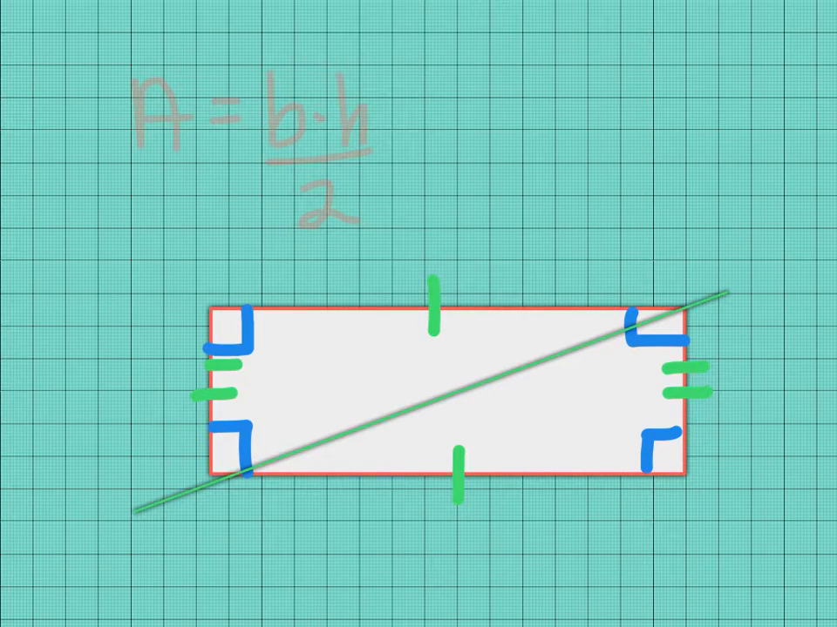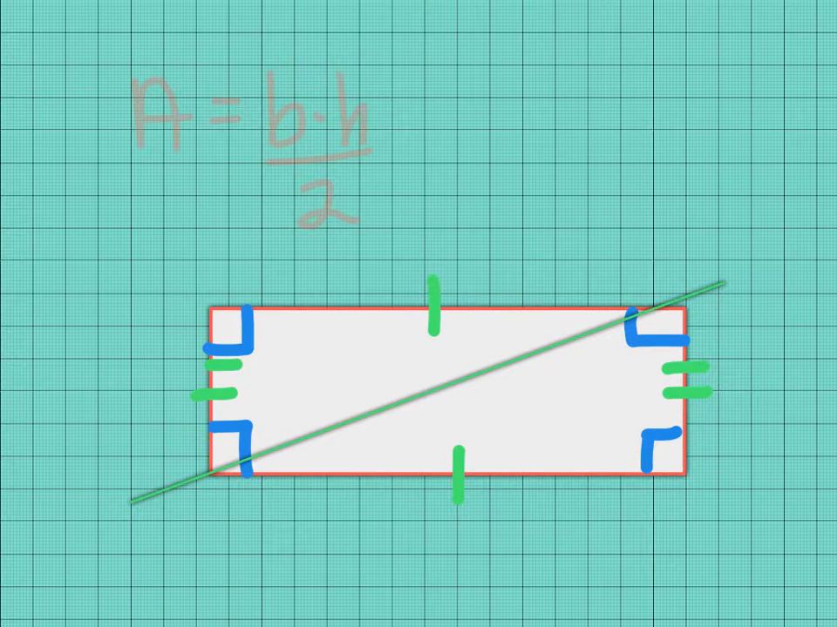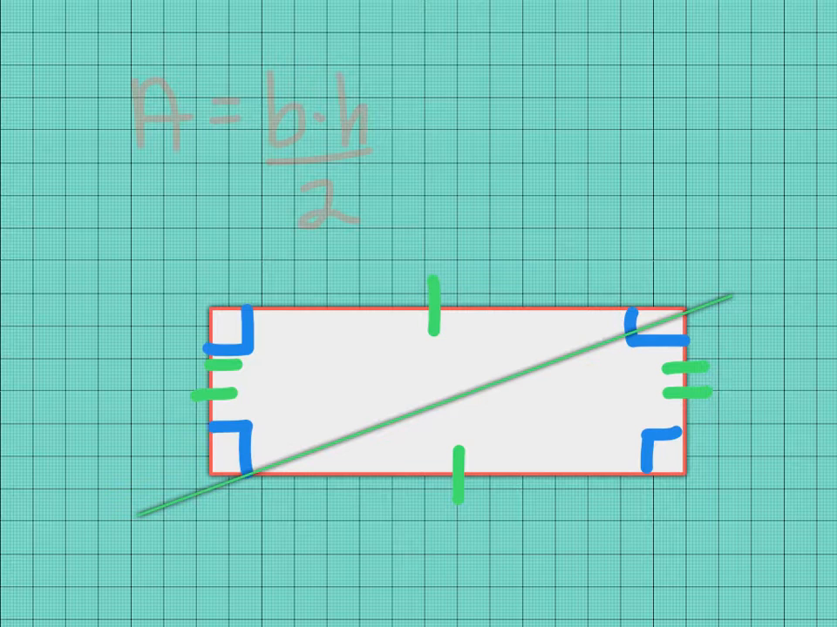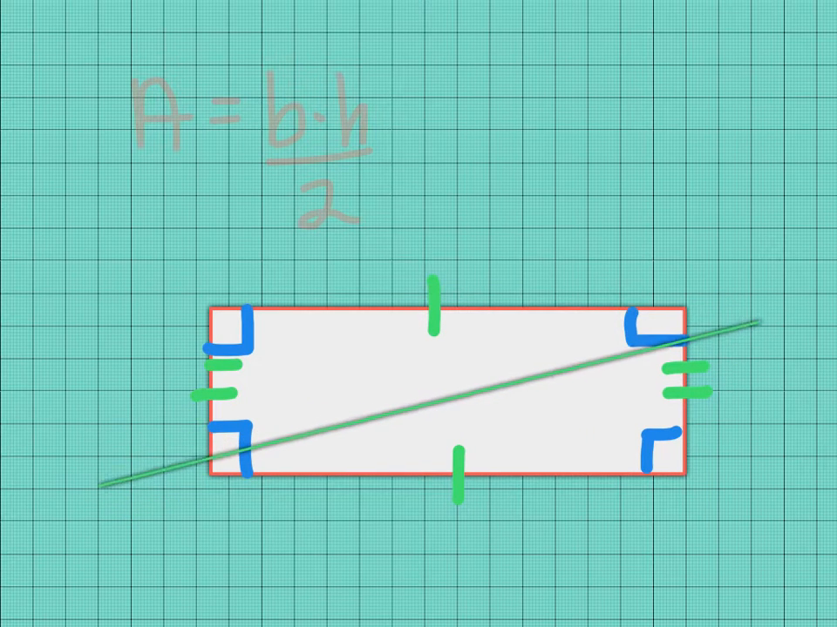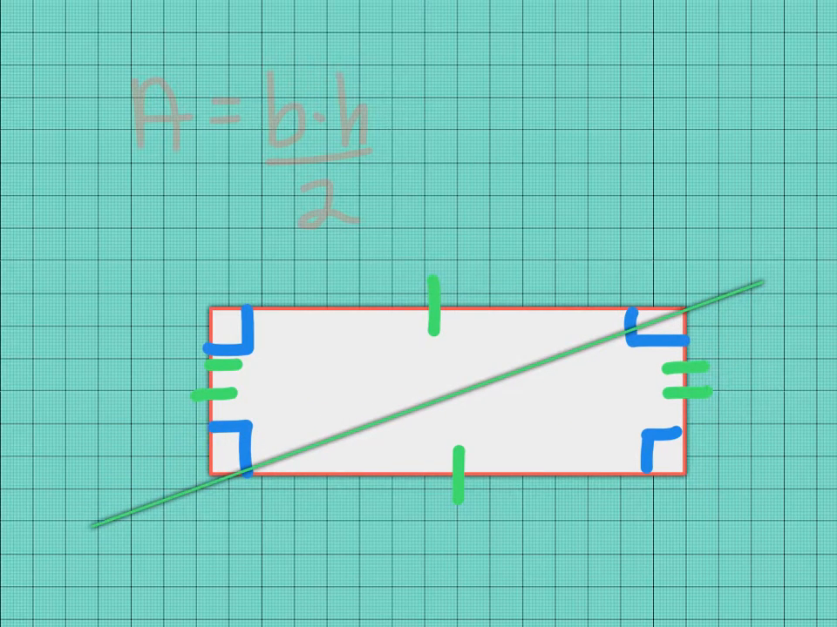it correctly, that I can turn this rectangle into 2 right triangles. So let me show you my right triangles here now that I have that right.